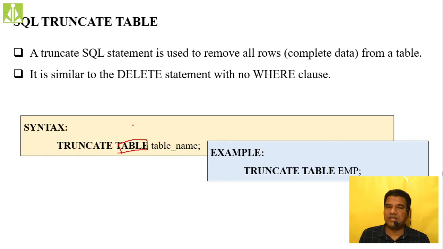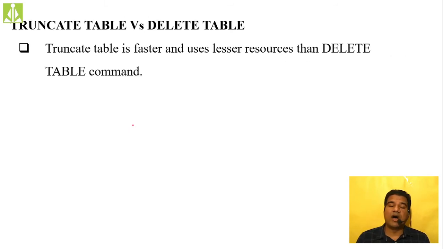What it will do, it will flush your table, and it is an auto commit command. Okay, auto commit command, remember this one. We already have the delete command, so why do we have this truncate command? What is the difference between truncate and delete? The truncate table command is faster when compared to the delete table command, and it uses fewer resources than the delete command.